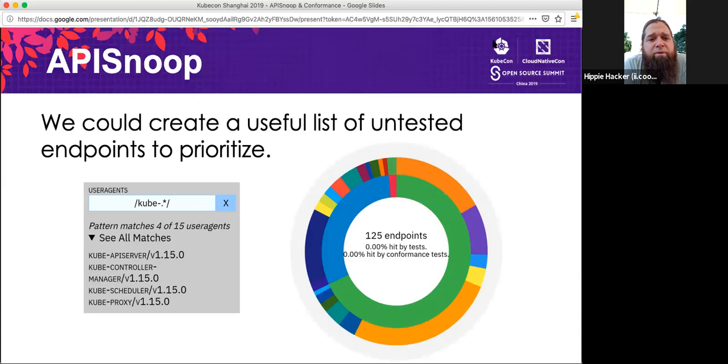125 endpoints. So these 125 endpoints are being hit directly by kube API server, kube controller manager, kube scheduler, and kube proxy. You can just put a regex into that field and it'll match against which user agents are hitting the different endpoints.